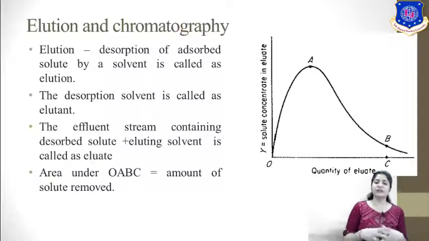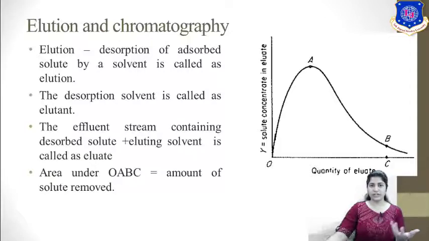Okay, so now from the graph you can see that we have a graph of Y versus quantity of eluate. The area under this OABC curve shows us the amount of solute which is removed. So what is Y here? That is the concentration of your solute in the eluate. OA means the concentration of your solute is very high, because you are using a solvent to carry out desorption, so naturally at the start the concentration will be very high, and it will then decrease because most of the solute has been dissolved, right? So this is the curve obtained in your elution, and the area under this curve shows us the amount of solute which is removed.